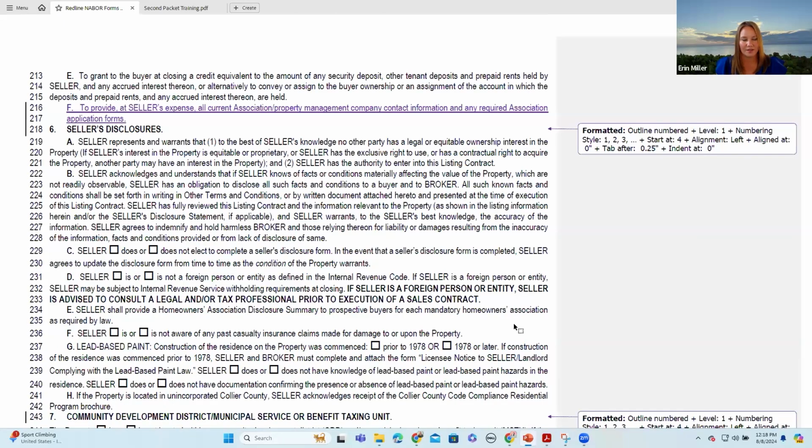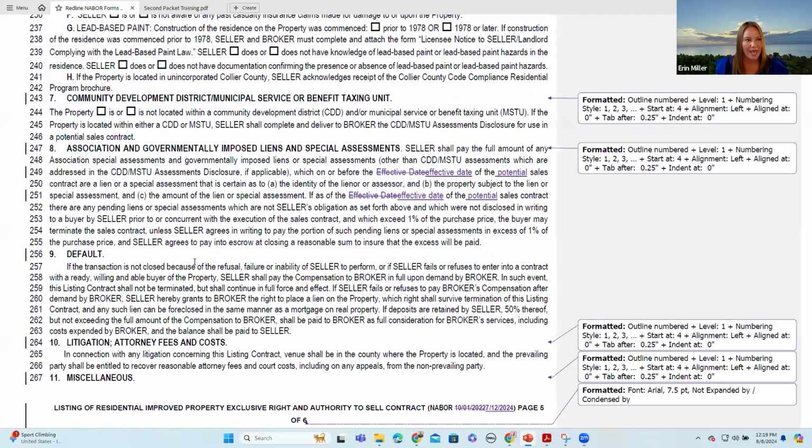Also, we're asking the seller to provide, at the seller's expense, all current association property management company contact information and any required application forms. Again, it's critical the sellers have access to this information to get it over to the buyers so they can make application to the association. So having that information regarding the property management company or association contact info is critical. We're giving the seller the opportunity to provide this information to the buyers so they can make application in a timely manner.